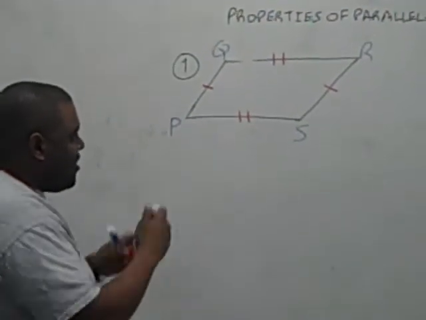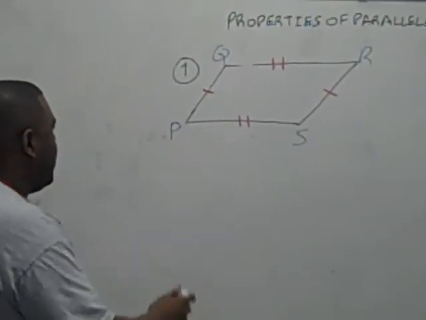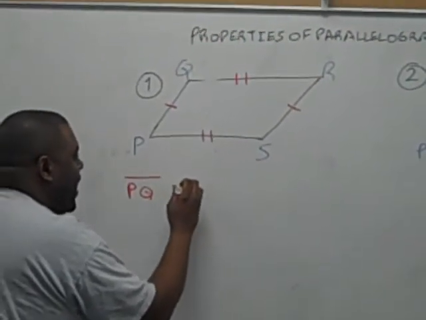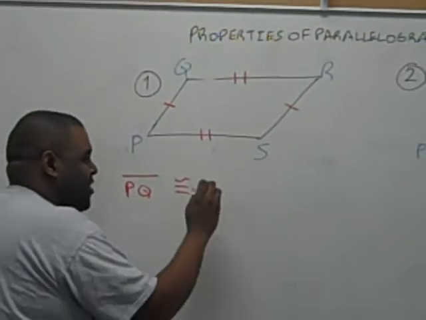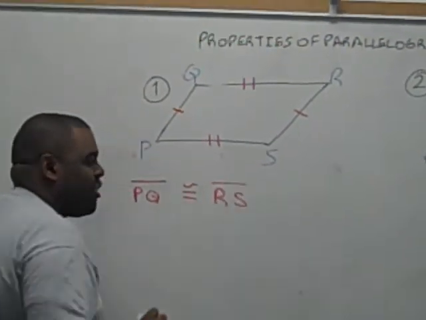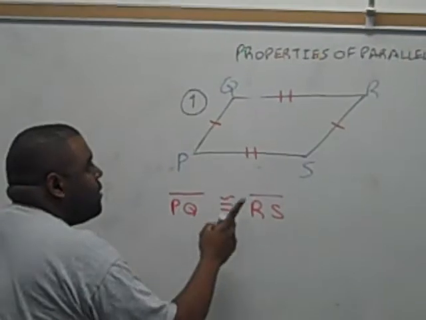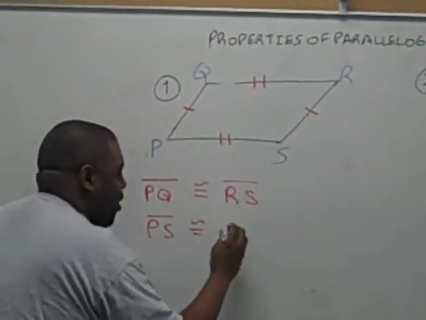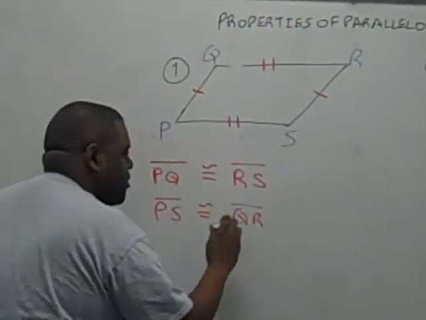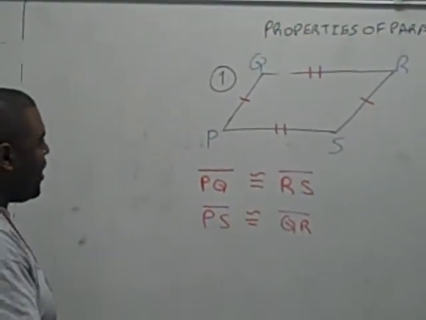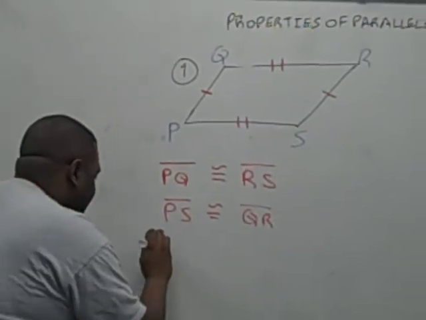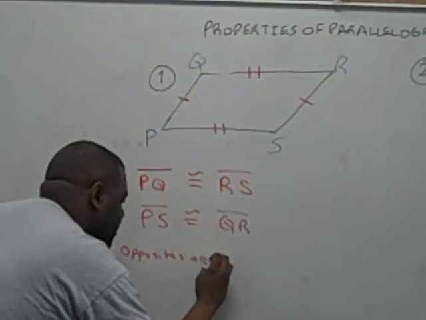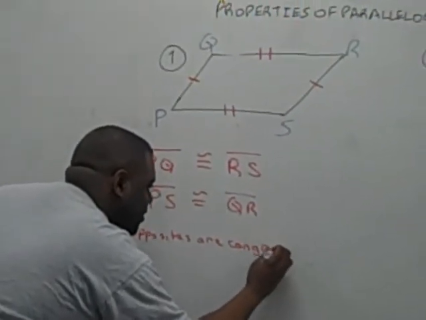So this is something that you should already remember. Just remember that PQ and RS, good initials, are congruent, and PS and QR are congruent. So all you have to remember for this is that opposite sides are congruent.